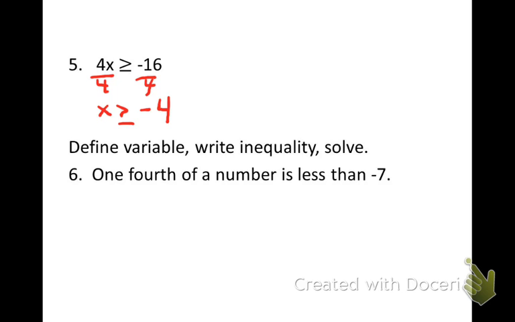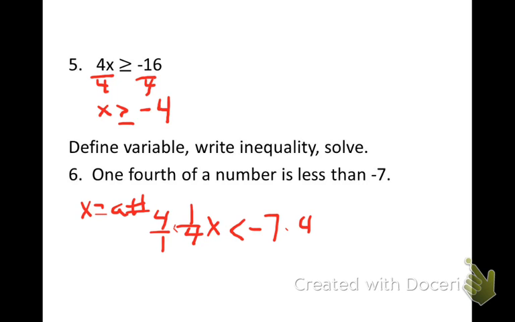Again, I need to define my variable, write an inequality, and solve. So 1/4 of a number is less than negative 7, find the number. So x equals a number. 1/4 of a number would be 1/4 x is less than negative 7. So I need to divide by 1/4. Remember, that's the same as multiplying by its reciprocal, which would be 4 over 1. And I get x is less than negative 28. And that would be it.